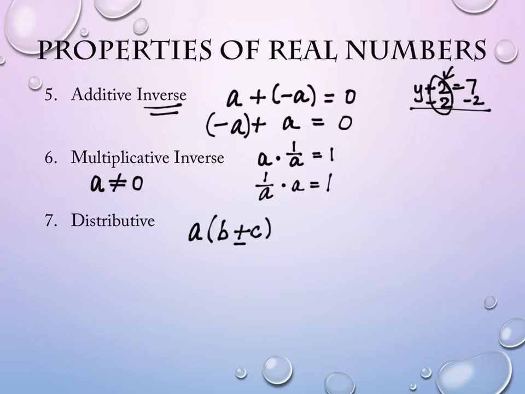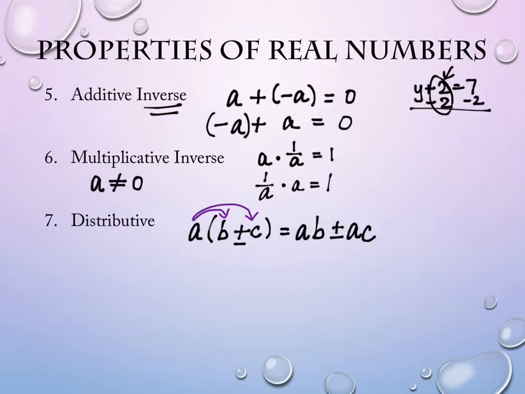And if they cannot be combined, is there anything else that could be done? And the answer is yes. This value on the outside can be distributed through the parentheses. So this becomes A times B, and then the same sign, whatever it was, plus or minus, and then A times C.